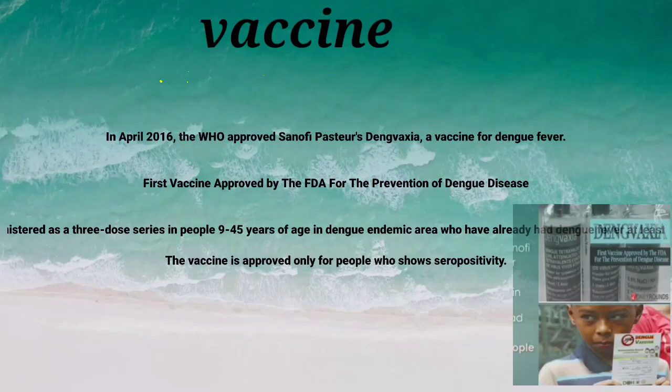The vaccine was very effective at protecting against severe dengue, which can be fatal, thus preventing 93% of severe cases. The vaccine is approved only for people who have a documented history of dengue fever.